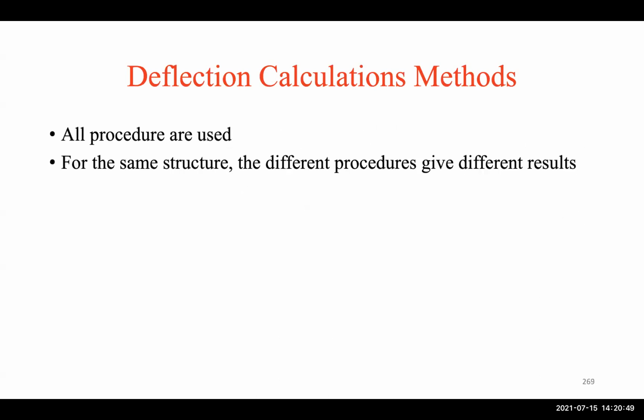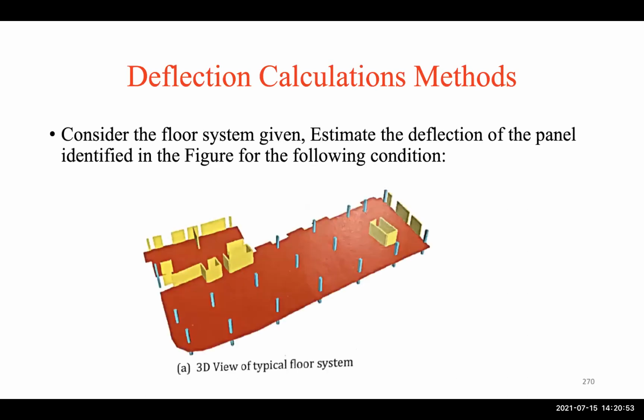Now, all these procedures are used. But if we look at the results, for example in an example like this, we're not going to go through each method, because the solution of each method for the plate is really difficult. It would require a long lecture by itself. And there's ACI 435, which talks about deflection calculations in concrete members.